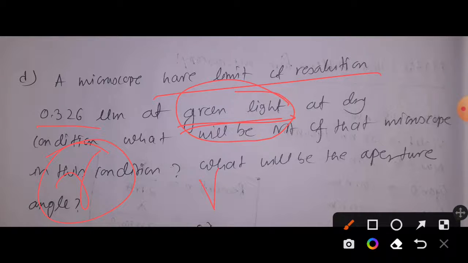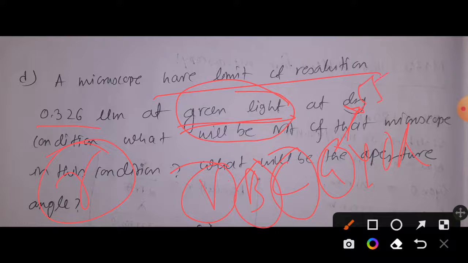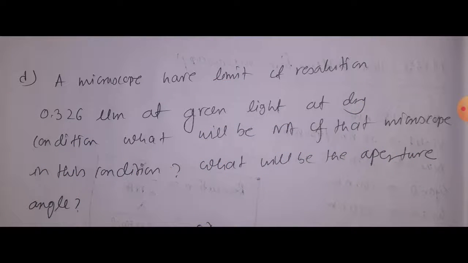So V, I, B, and G. Here, in between B and G, there will be C. So 400 for V, 450 for B, 500 for C, and 550 for G. So our wavelength here will be 550 nanometer. Okay, what will be the numerical aperture of that microscope?